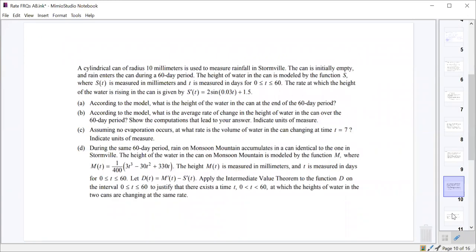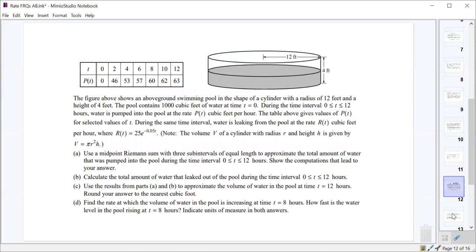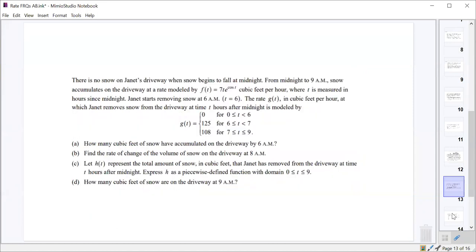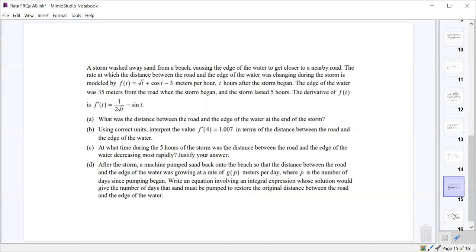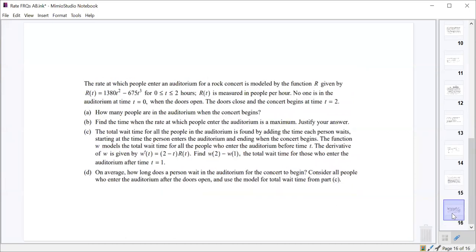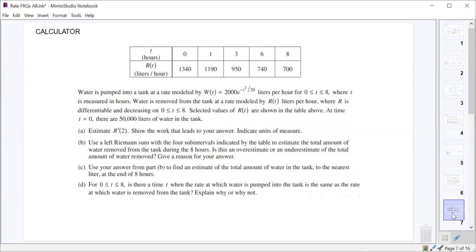This one is again about rainwater, but it's really cool because it's rainwater in the town of Stormville, and also rainwater on Monsoon Mountain. And then this one's also about water. This one's about a swimming pool, so that's water. This one's about snow, so that's water. This one's about trees, they need water. This one's about a storm washing away sand on a beach, that's water. And this one's about a rock concert, that's exciting. There's all kinds of fun rate questions. You need water at a rock concert, otherwise you'll get dehydrated, right? You don't want to get dehydrated. That'd be bad. At some point, the document with the area and volume FRQs will open, and then we can do that. We won't have to just sit here and talk about these.